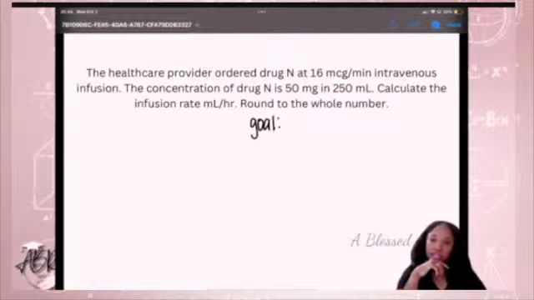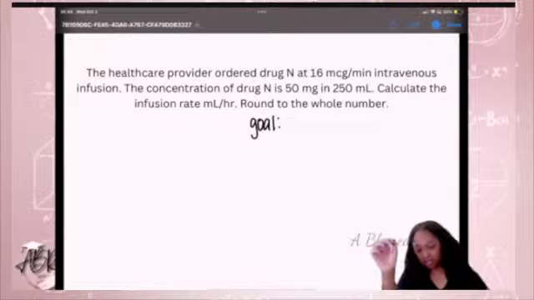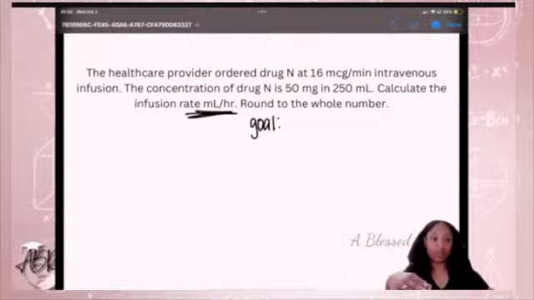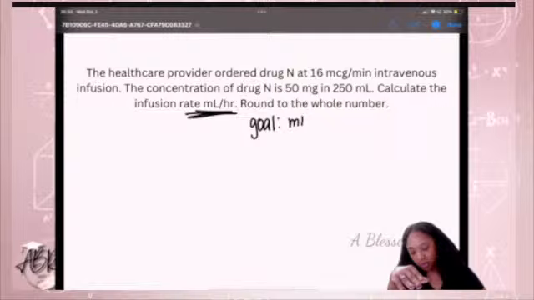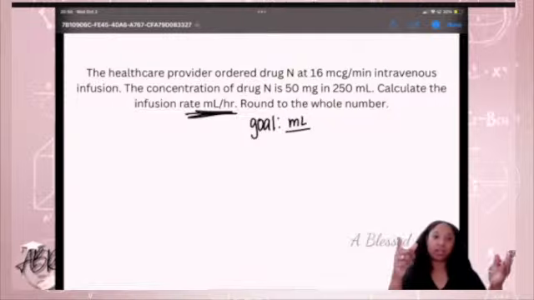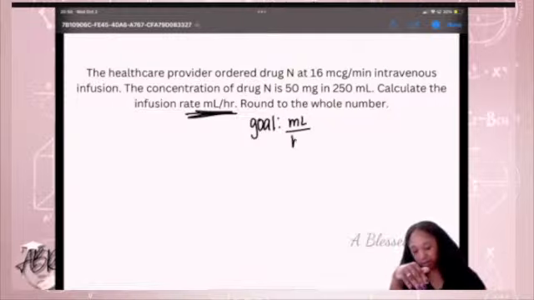So how are we going to say this? Do you do DA? Yes, Justice. This is dimensional analysis, but I call it puzzle pieces. All right. So we're looking for the infusion rate. So that is milliliter per hour. You must include all of it. So we are looking for milliliters to be on the top and hour to be on the bottom.